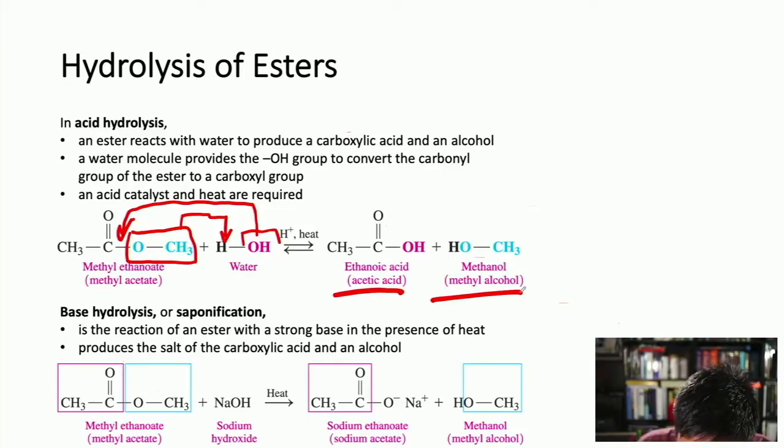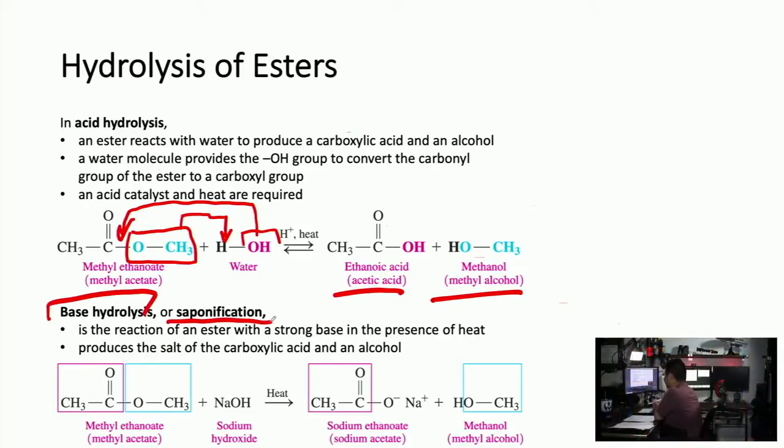So we can do the same thing with base hydrolysis too. This is also known as saponification because this is how they make soap. In this case, we have the methyl ethanoate again, or methyl acetate, the same example as above, where this part is the carbonyl part and this part is the alcohol part. We add that to the base with some heat.